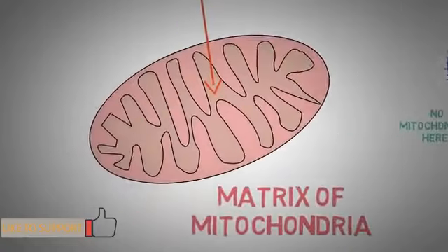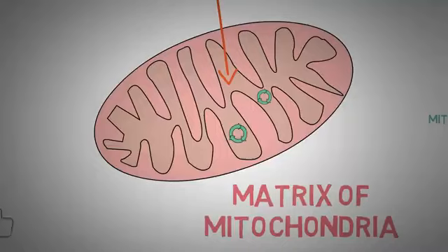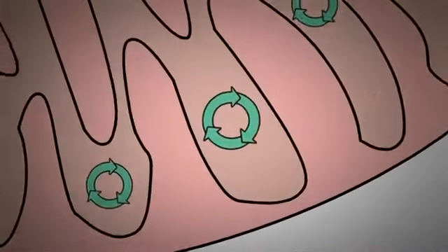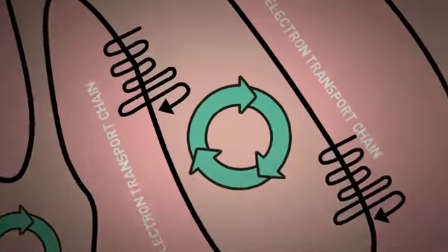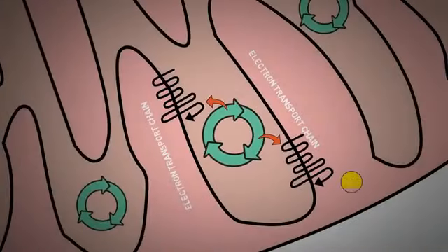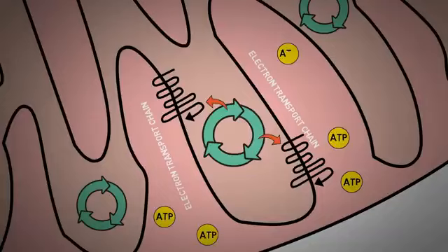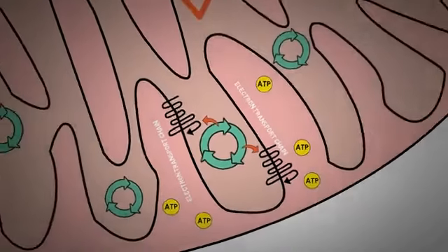Now there is a very important reason why the Krebs cycle takes place in the center of the mitochondria. This is because of the presence of the electron transport chain in the membrane of the mitochondria. This electron transport chain is a chain of many different enzymes that uses the products formed in the Krebs cycle to produce energy in the form of ATP.